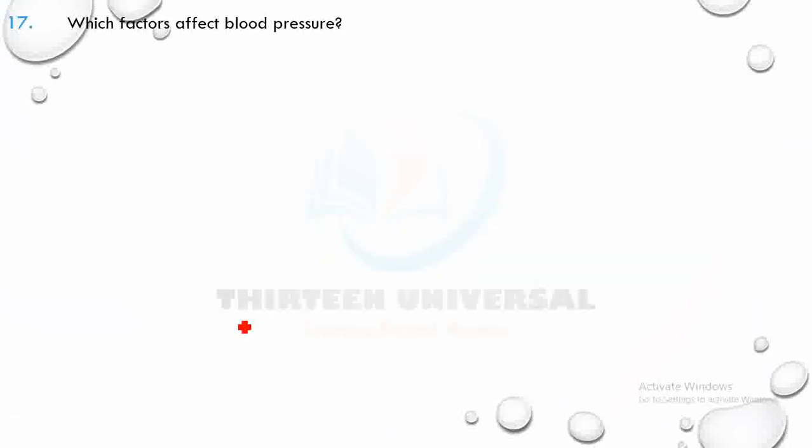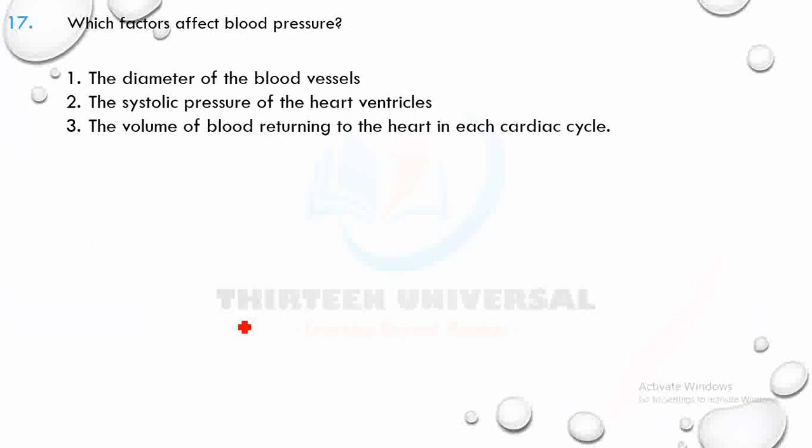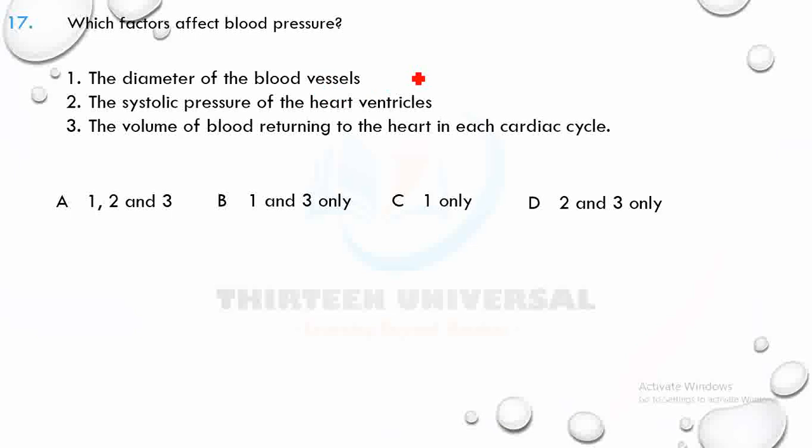Which factor affects blood pressure? Solve them now, and I'll give you chocolate. The diameter of the blood vessels. Yes, the smaller the diameter, the bigger the pressure. Of course, if you decrease the volume, the pressure will increase. So this is correct. The systolic pressure of the heart ventricles: the higher that systolic pressure, the higher the blood pressure.